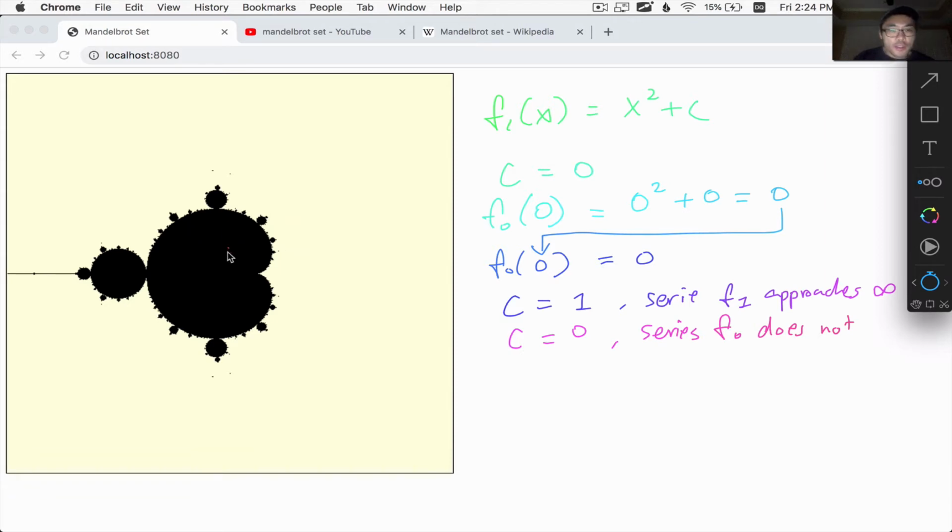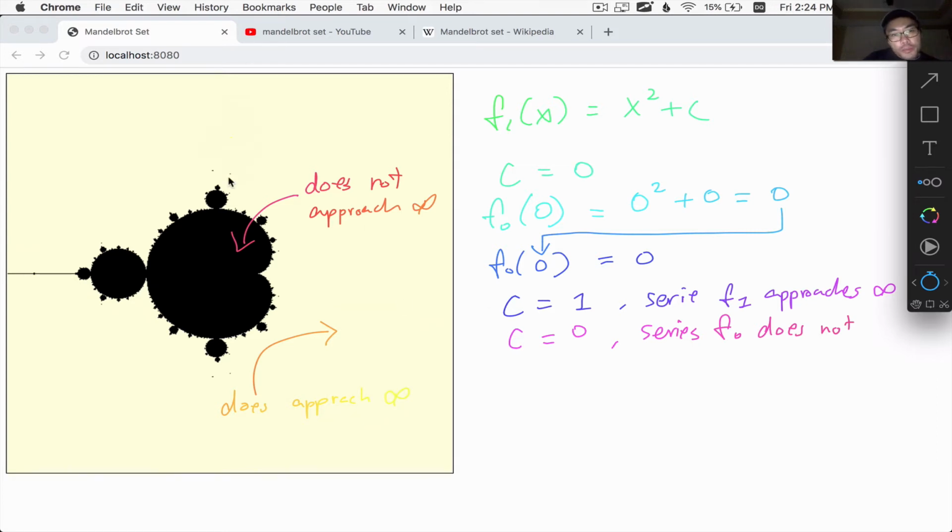The points that are colored black in this image are the numbers c for which this infinite series does not approach infinity. So inside here does not approach infinity, whereas out here does approach infinity. Okay, that's what's going on here.